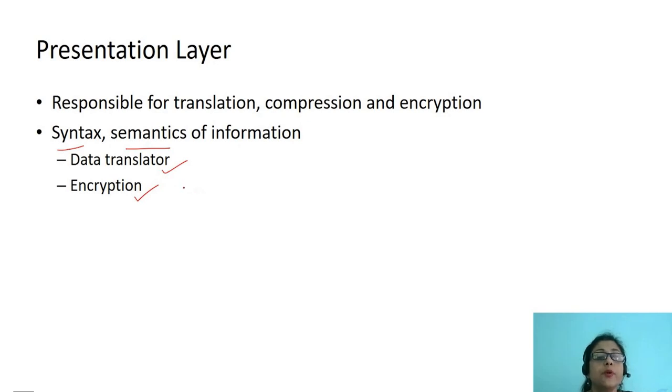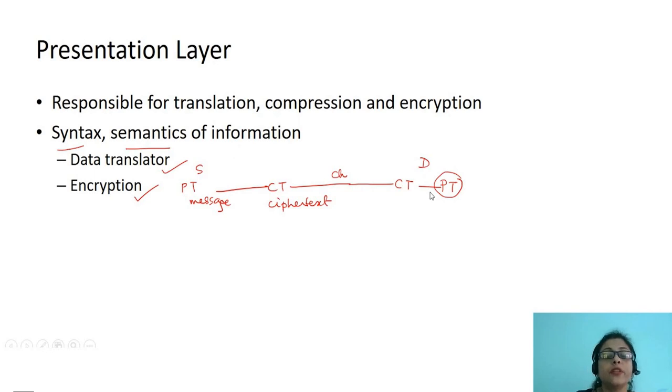Now this encryption is a process where a plain text, which is actually the message, is converted to a ciphertext. And this ciphertext is an unintelligible message. When it passes through the channel, anybody who is not intended will not be able to understand the message, and this ciphertext then reaches the destination computer and is reconverted back to the plain text. So this is the sending computer and this is the destination computer. This process is called encryption.